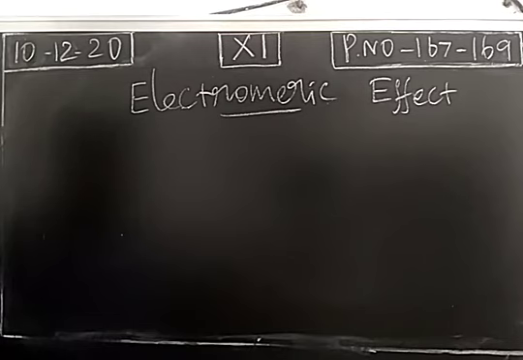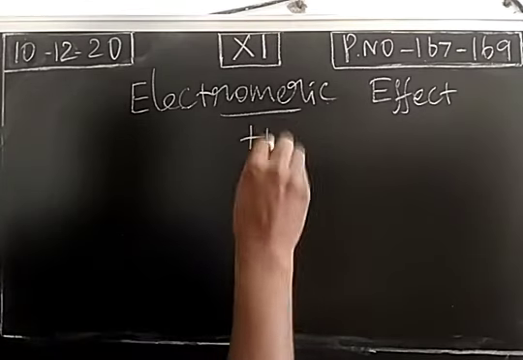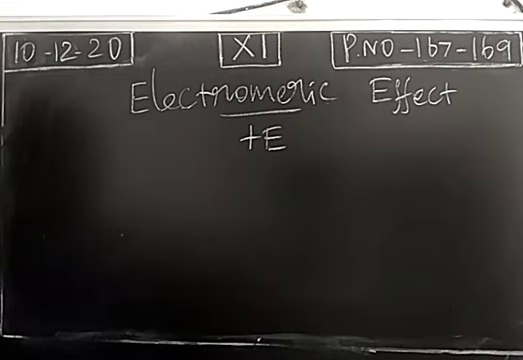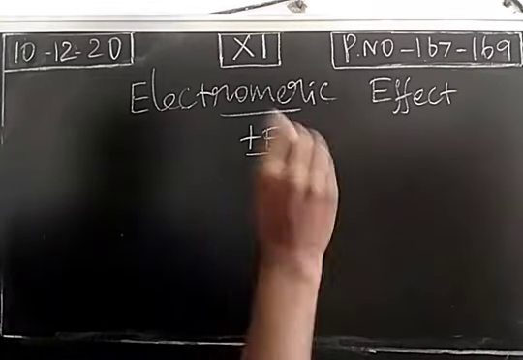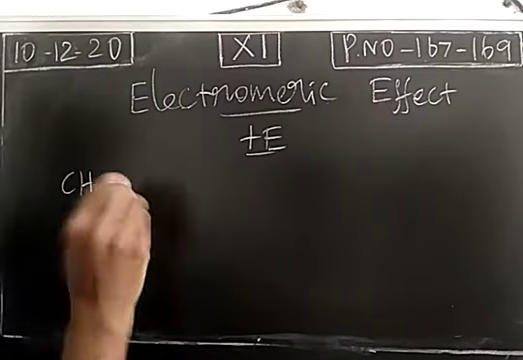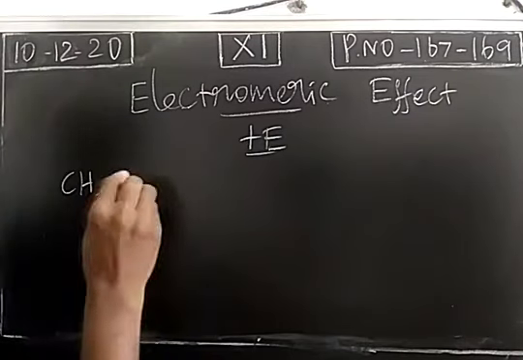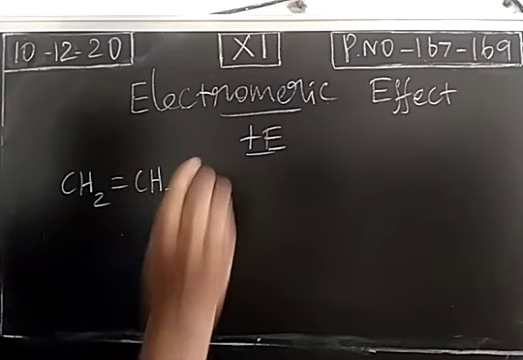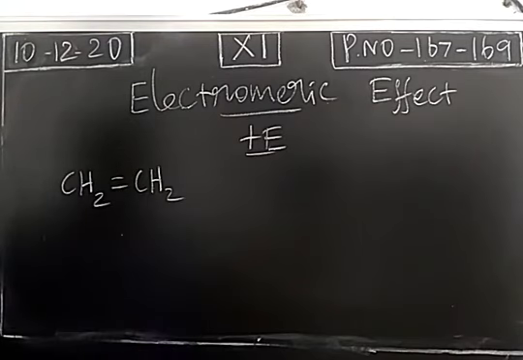Like inductive effect, electromeric effect is also of two types, positive and negative, or else we may say plus E effect and minus E effect. We take plus electromeric effect, plus E effect. An example for an unsaturated compound, we may take the simplest alkene, ethylene or ethene.